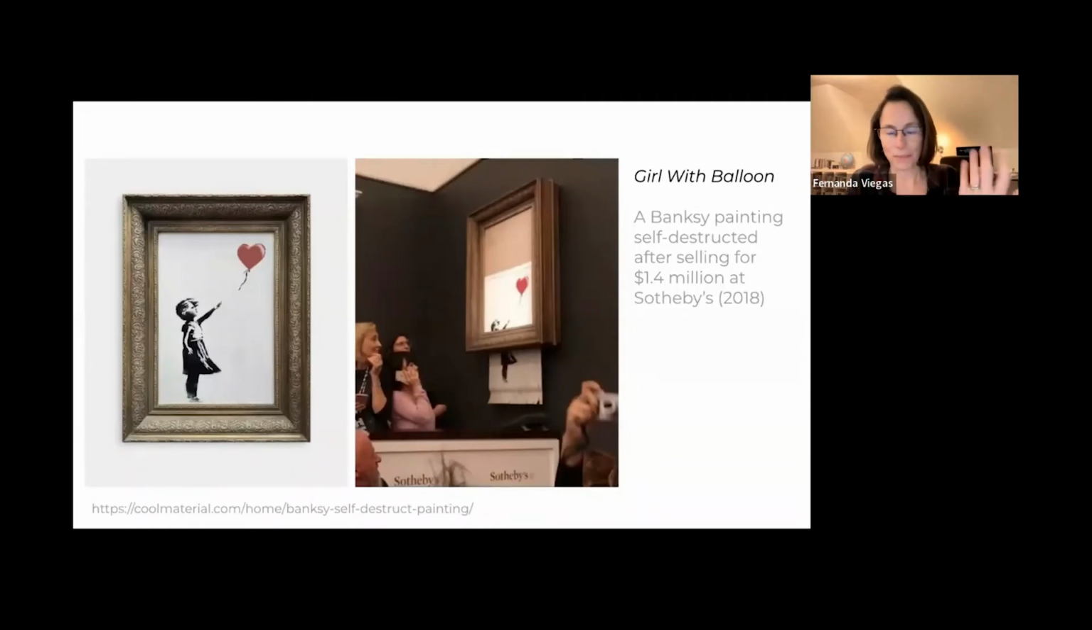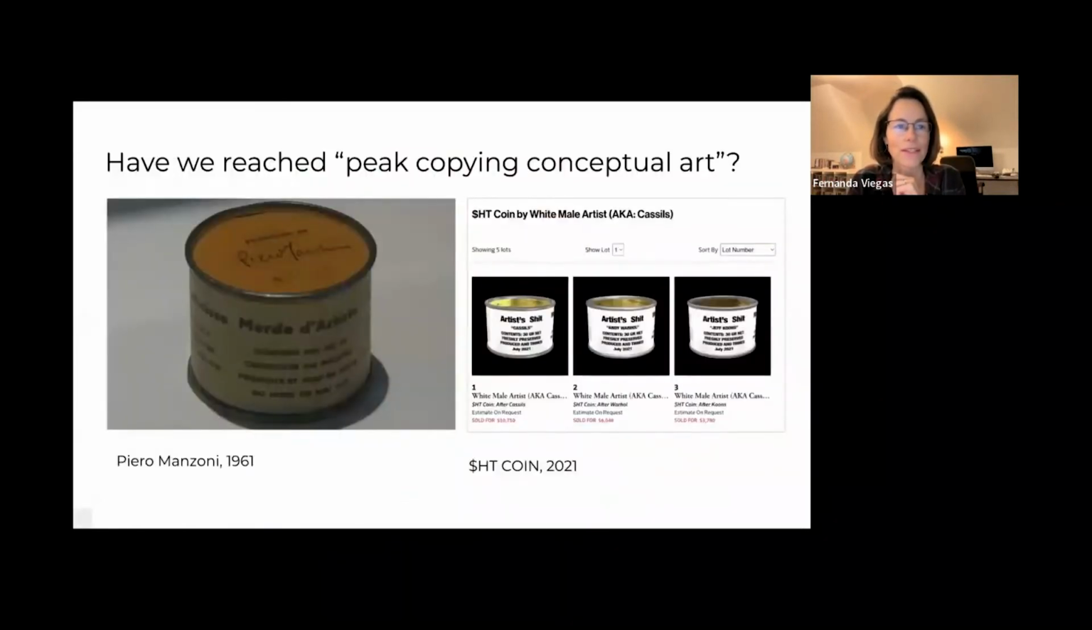So again, the concept is not new, maybe a new medium to play with, but the concept itself exists. And finally, this final piece here where Piero Manzoni canned his own poop. And guess what? We saw the same happen last year, 2021, with NFTs. So have we reached peak copying conceptual art?